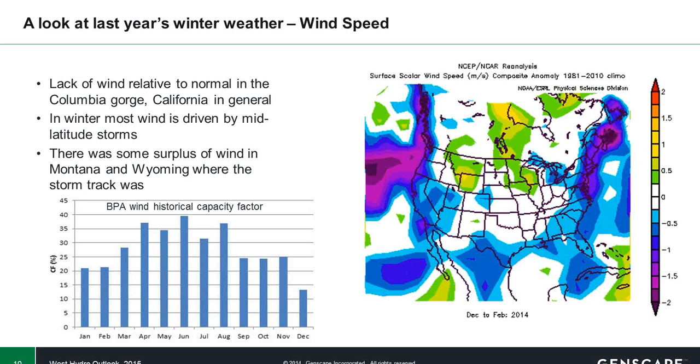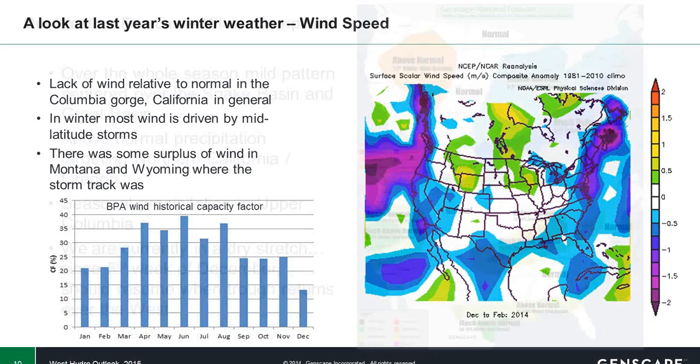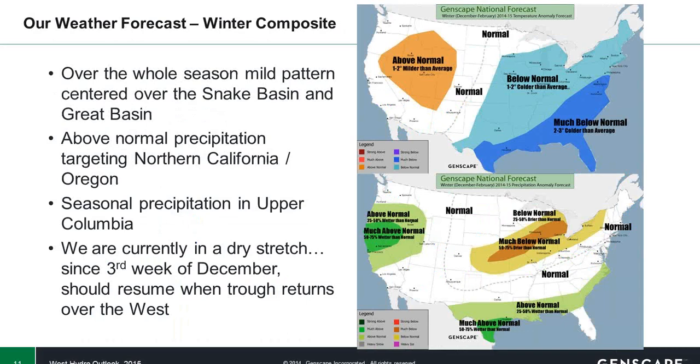So now we're ready to move into the actual outlook for the winter. This outlook was prepared before the start of winter, so before December, early December. And our expectation at the time was above normal temperatures across most of WEC, with less intensity on the coast, and the strongest above normal in the Snake and the Great Basin.